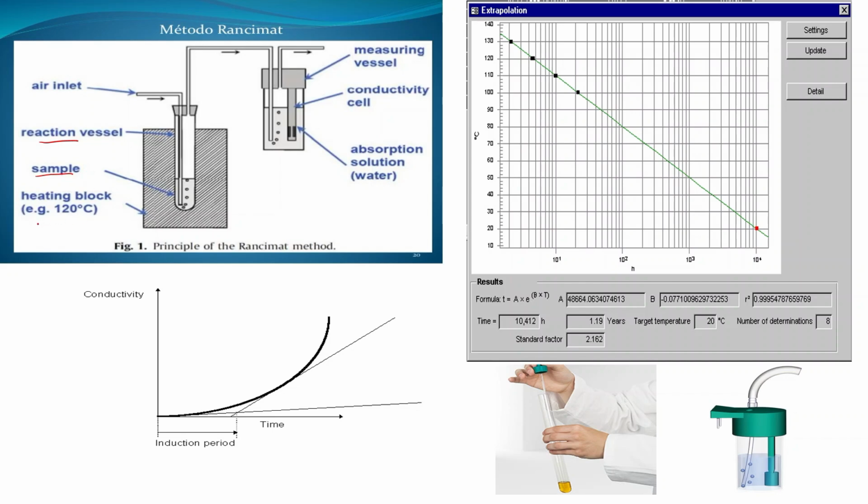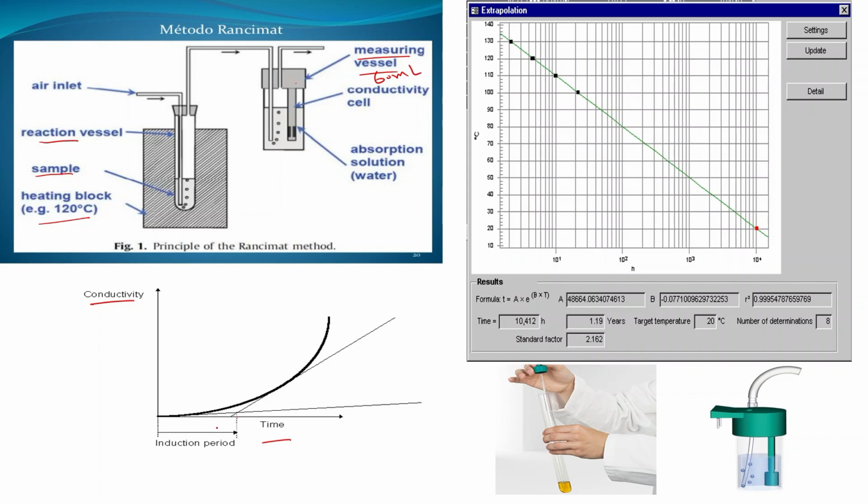And then the heating block is there, where we are applying the higher temperature, 110, 120, 130, as I already told you. There is a conductivity cell, which is measuring the conductivity, and then we have the measuring vessel which is containing 60 ml of deionized water. Here the conductivity is being monitored by the conductivity cell continuously, and a graph will be plotted between the conductivity and the time. So a time will come when the conductivity of the deionized water shoots up, and this time is nothing but the induction period.